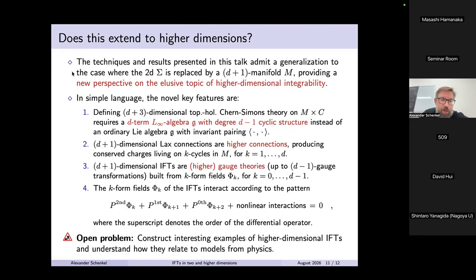An open problem, so you can say these things. I mean, the abstract machinery allows you to construct and prove some abstract nonsense about that. You can also prove that there is a map from the L-infinity algebra of the IFT to the Lax connections, and then you have a parallel transport for these higher Lax connections, etc. So you can prove a lot of abstract things, but an open problem in this area is that I would like to see some non-trivial examples of higher dimensional integrable field theories and understand if and how they relate to models which people have studied in physics.